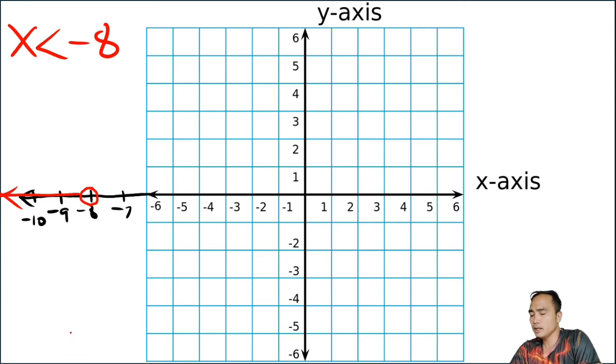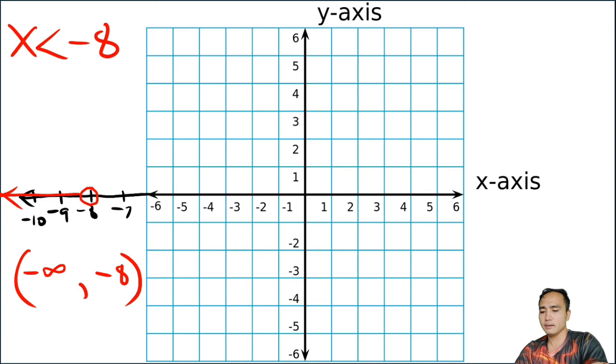So in interval form, it will be from negative infinity going to negative 8, and negative 8 is not included.